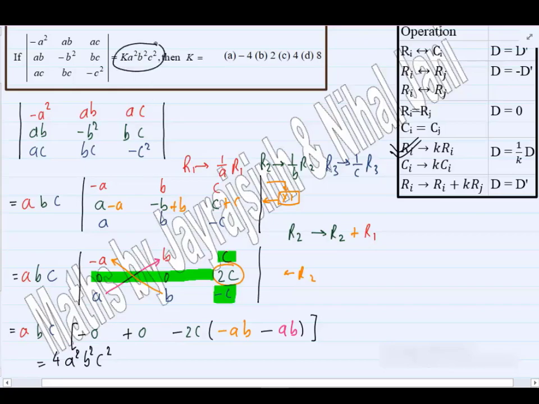Let's compare with the right hand side, which is k a square b square c square. So here we'll get k is equal to 4. Ta-da! Option C is your final answer.